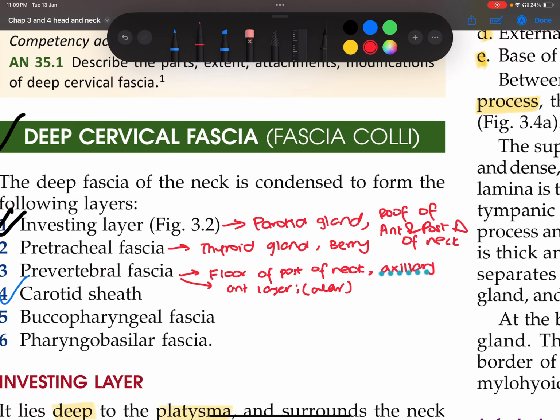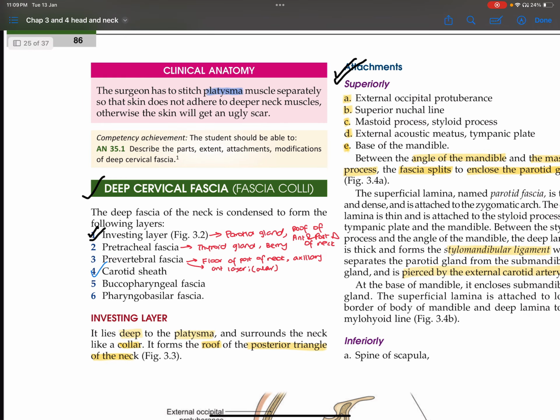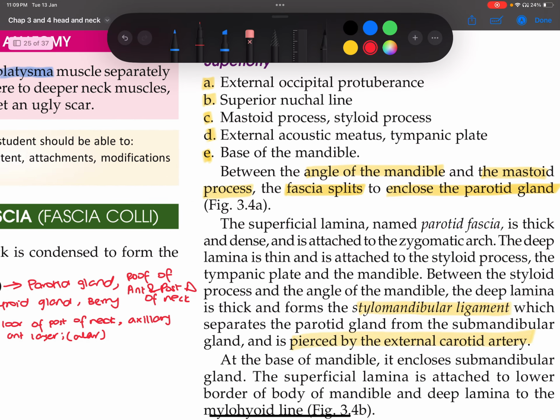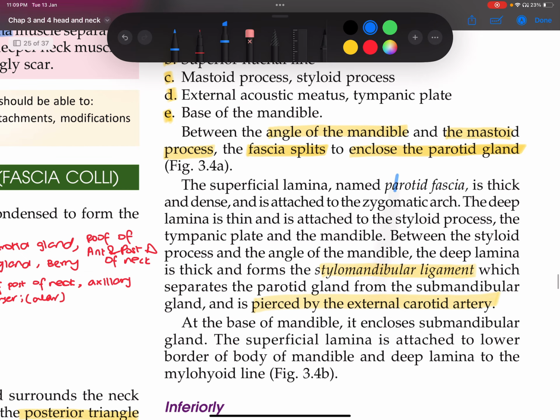Okay, then this is the carotid sheath and the buccopharyngeal fascia. We'll talk about that when we're discussing it. Now, talking about the boundaries, superiorly, I've told you. Then between the angle of the mandible and the mastoid, the mandible angle, and then behind it is the mastoid, this fascia is going to split into two parts, and that's going to enclose the parotid gland. The superficial lamina is named the parotid fascia. It is thick and dense, and it is attached to the zygomatic arch. The deep lamina is thin, so the superficial one is thick and the deep is thin.